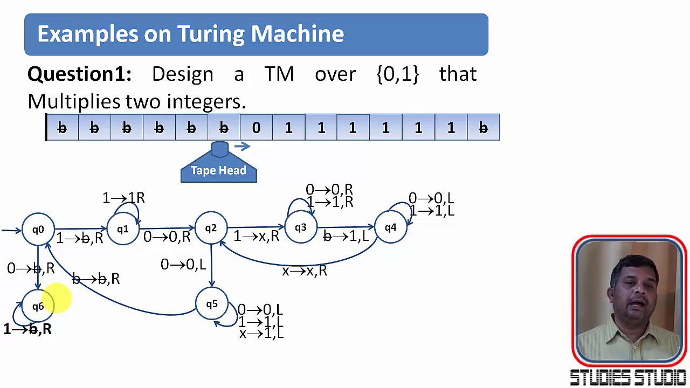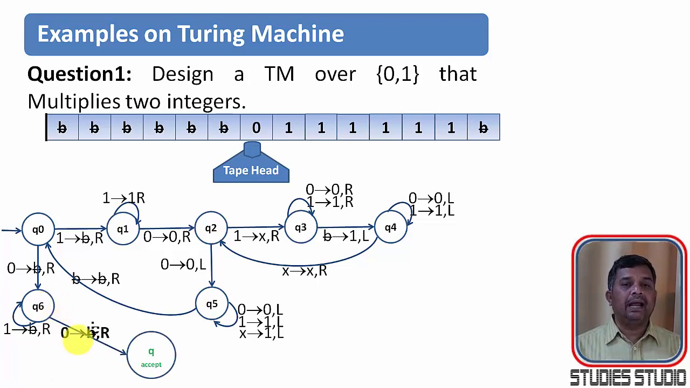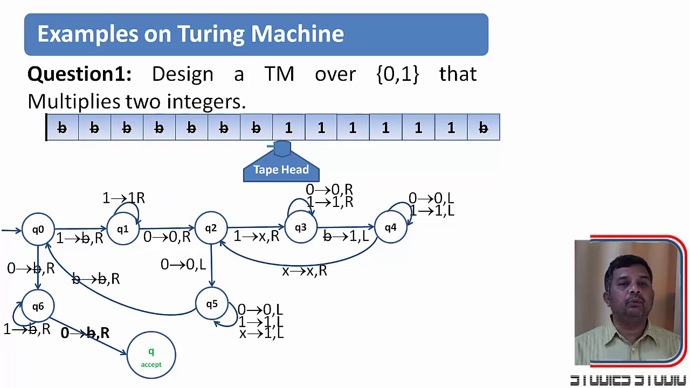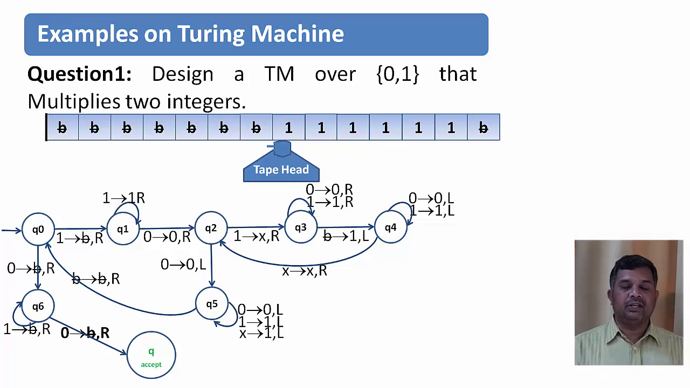Now I am at state Q6 and the input symbol I am getting is 0. When I am getting 0, I will be writing blank onto it and come to the accept state by moving right. Now you can see 2 multiplied with 3, I got 6 ones. So this is how I will be doing multiplication with a Turing machine.